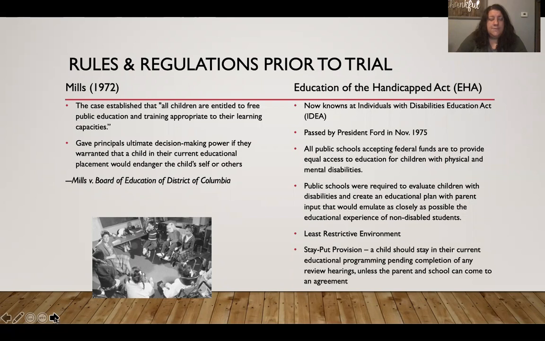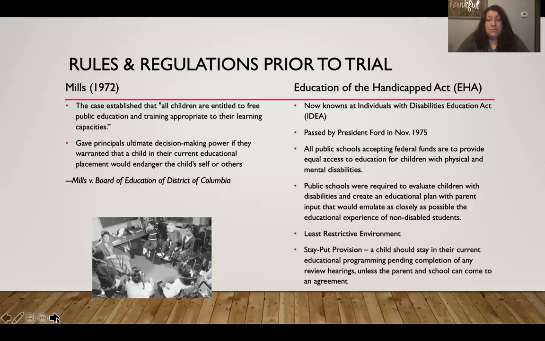So the first is from 1972, Mills versus Board of Education for the District of Columbia. This was a leading case that established that all children are entitled to free public education and training appropriate to their learning capacities. This case gave principals unilateral power that if they could warrant a student's current educational placement being changed based on the possibility that the child could be a danger to themselves or others, then the principals had that ability to make that change without agreement from the parents.